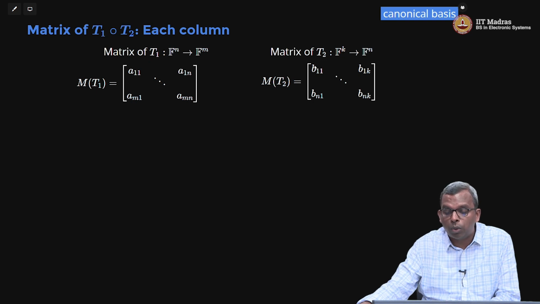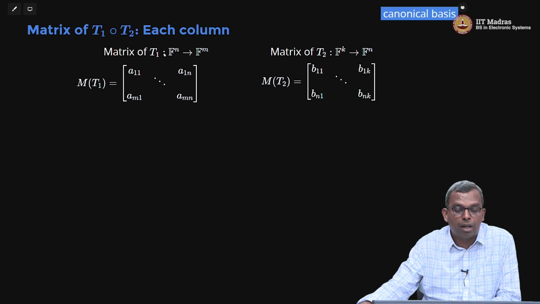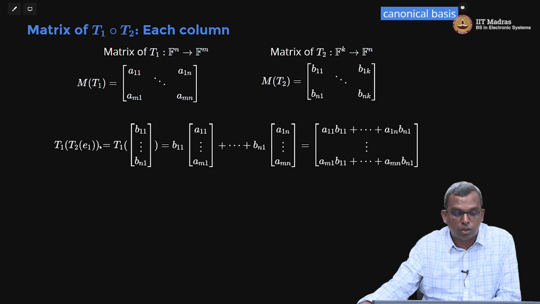Now, when T2 of E1, the first column, is given as input to T1, the output will be this matrix multiplied by this first column, right. So, T1 of T2 of E1 is what I am trying to find. When E1 goes in, I get this column as output with T2, and that column goes as input to this. So, this matrix will be multiplied on the right by B11 to Bn1. That will be T1 of T2 of E1. So, that is what is written here.